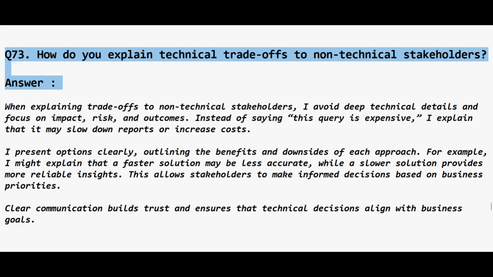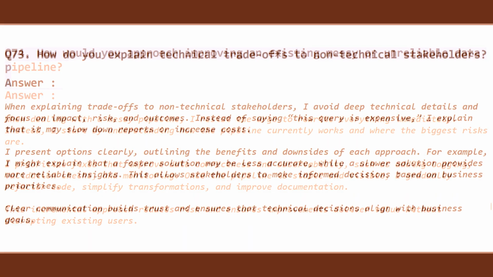For example, I might explain that a faster solution may be less accurate, while a slower solution provides more reliable insights. This allows stakeholders to make informed decisions based on business priorities. Clear communication builds trust and ensures that technical decisions align with business goals. Question 74.